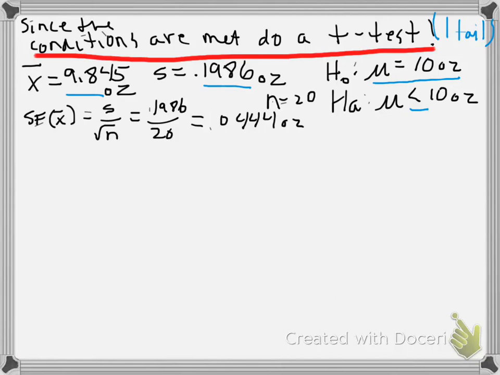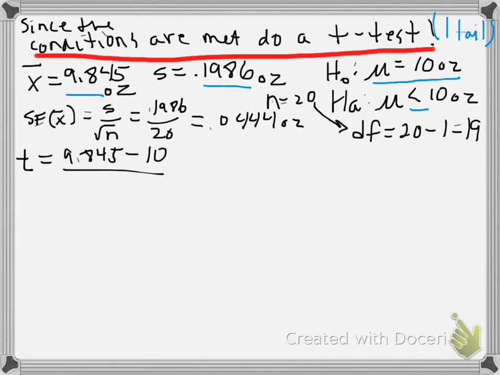So we should be good with the t-test. Now, remember, we're doing a t-value, and we're going to have a degree. What is our degrees of freedom? We're going to need that. So we have 20 minus 1, which is 19 degrees of freedom. So my t-score is going to be 9.845 minus 10 divided by 0.0444. That gives you negative 3.4903 for your t-value.